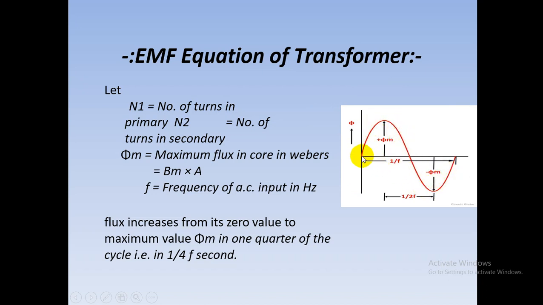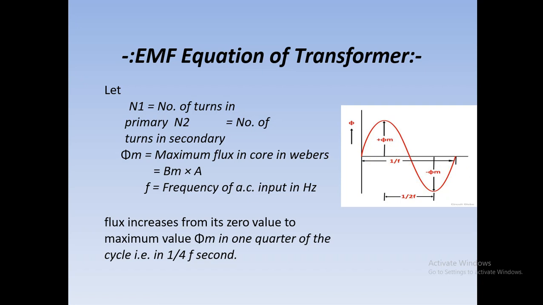We can say this period is 180 degrees and this period is 180 degrees. Totally 360 degrees of operation for one cycle. This is the total time period of the cycle, and there is a relation between time period and frequency. Both are inversely proportional to each other. T is inversely proportional to frequency.